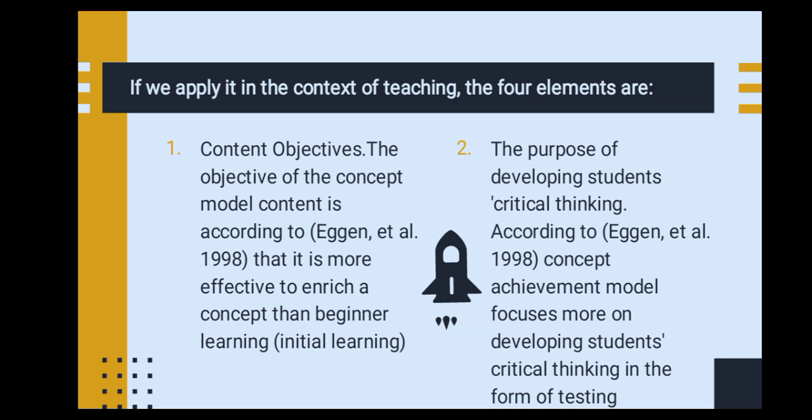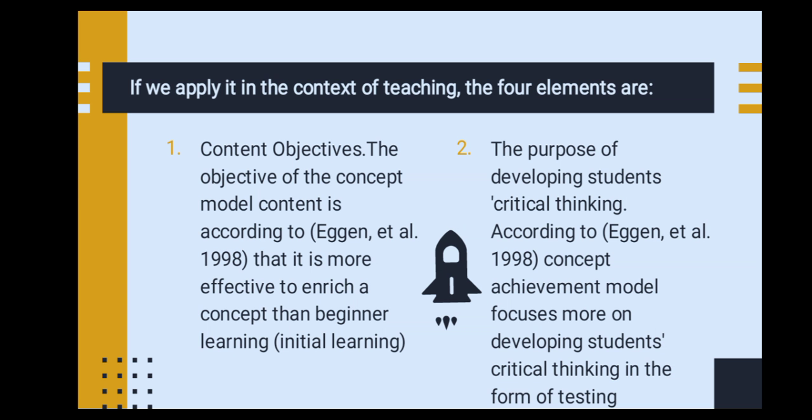In other words, the use of this model will be more effective if students already have experience of the concept to be studied, not students who are completely new to the concept. There are two important things to consider in applying the concept attainment model related to the content objectives. 1. Concept attainment models are specially designed to teach concepts exclusively, so it focuses solely on learning concepts. And 2. Students who are taught a concept using the concept attainment model must have background knowledge of the concept.